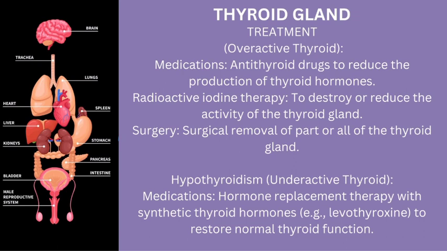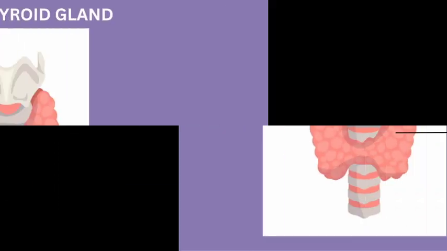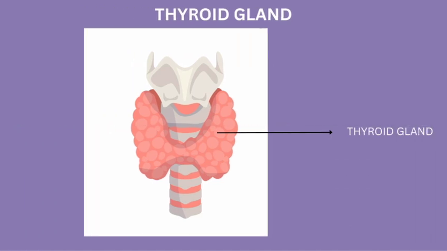Treatment for overactive thyroid. Medications: antithyroid drugs to reduce the production of thyroid hormones. Radioactive iodine therapy, to destroy or reduce the activity of the thyroid gland. Surgery: surgical removal of part or all of the thyroid gland. For hypothyroidism, underactive thyroid. Medications: hormone replacement therapy with synthetic thyroid hormones, for example levothyroxine, to restore normal thyroid function. Location for thyroid gland.